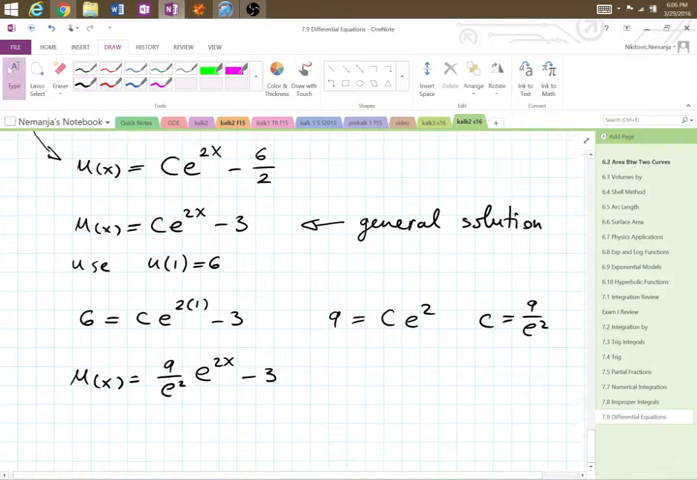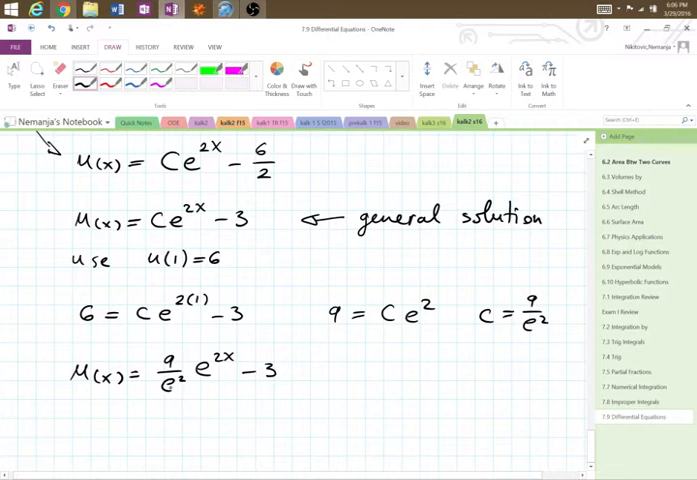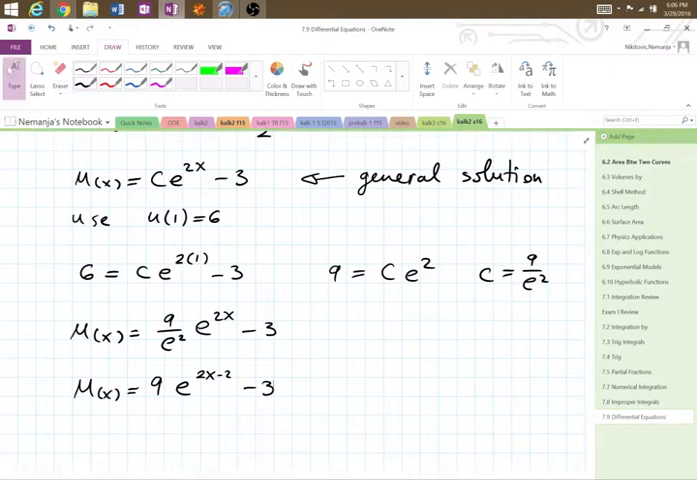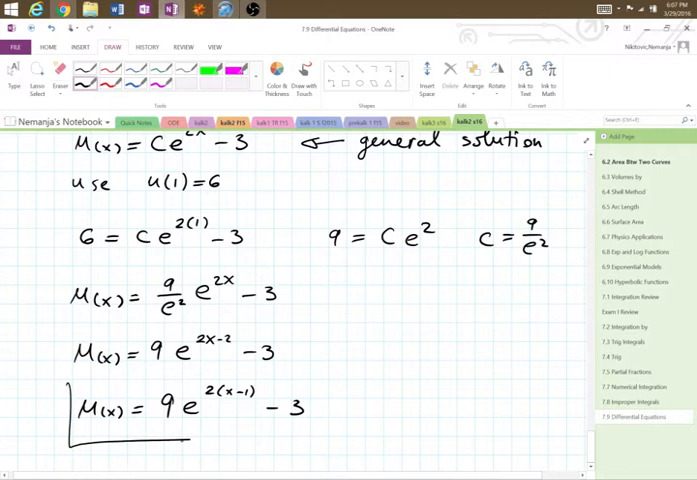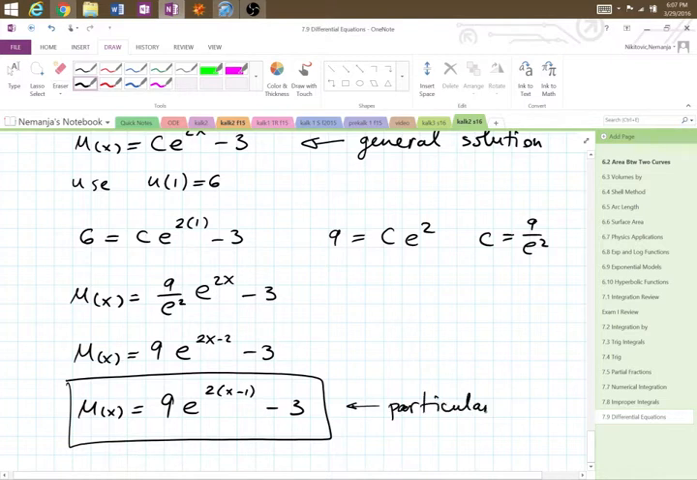Now, for those of you that are a little bit better with algebra, you know that this e squared in the denominator is a negative 2 exponent, and then you can combine the exponents. So if you really want to be cool, you will just write 9e to the 2x minus 2, minus 3. And you can even factor that 2 over there. It's not necessary, but it looks nicer. 2 times (x minus 1), minus 3. And this is a particular solution. This is what we're looking for.